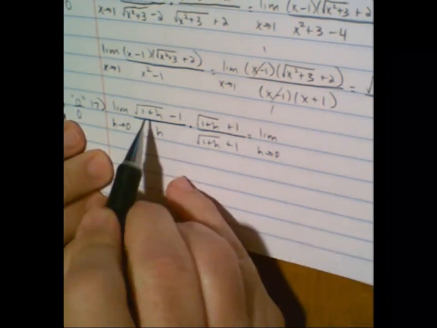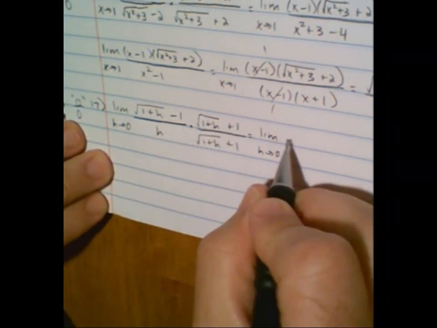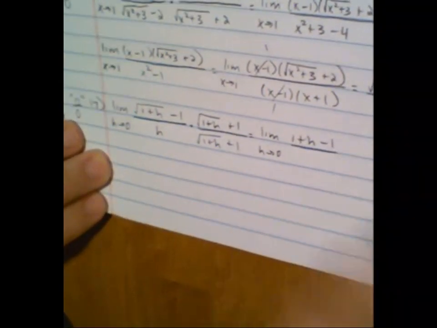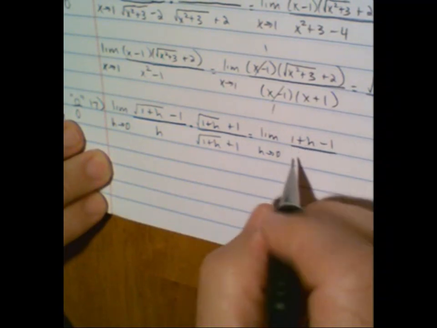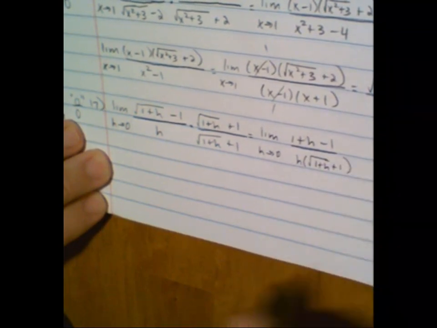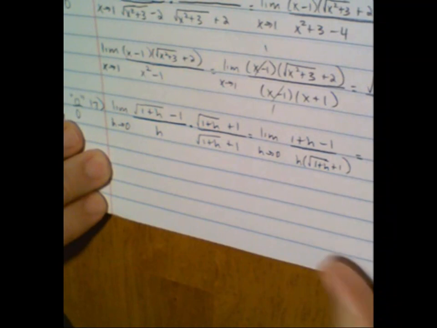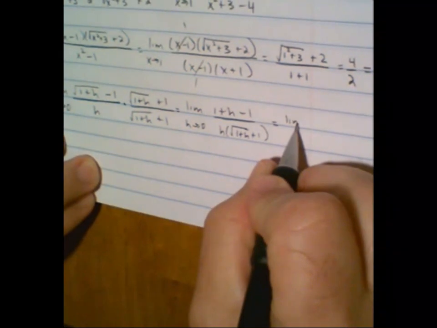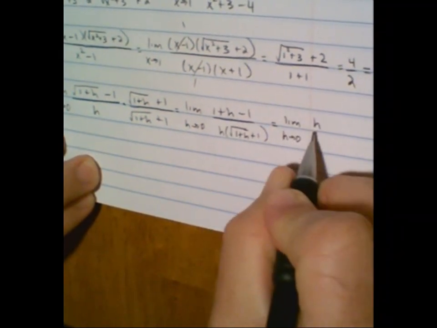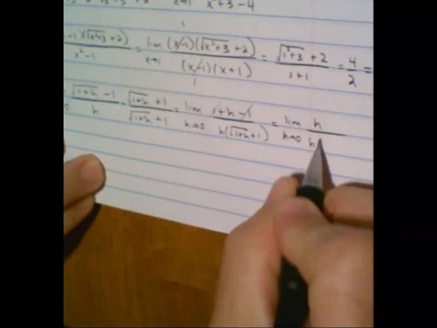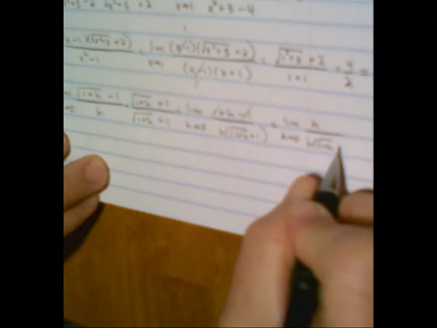Equals the limit as h approaches 0 of, these are conjugates, the first times the first gives us 1 plus h, the last times the last gives us negative 1 over h times the square root of 1 plus h plus 1. Now the numerator is going to become h, because the 1 and the negative 1 are going to cancel, over h times the square root of 1 plus h plus 1.